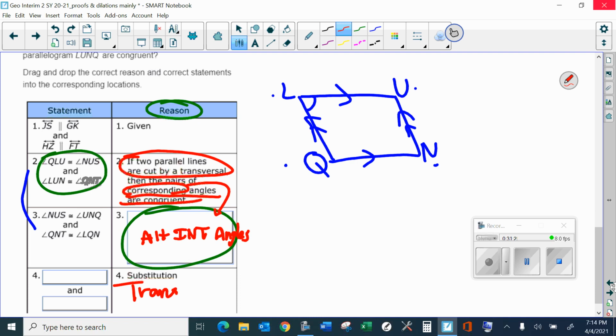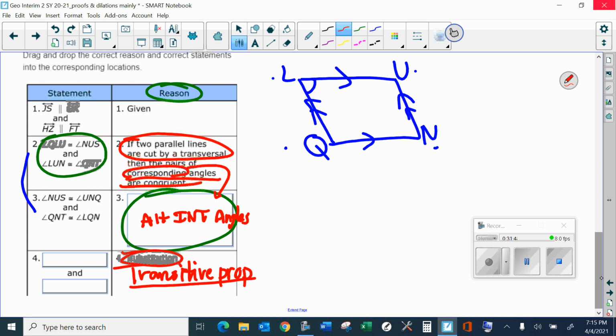Remember what I told you. Transitive property, or if they didn't have that in the drop-down menu, you would choose substitution because they're that close. Transitive property and substitution, you can use either one, and they chose substitution in this case. But if substitution wasn't there, it'd be transitive property. Okay, and so that's what you'd be filling in for that right there. Okay, next one.